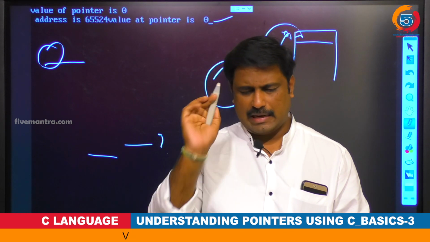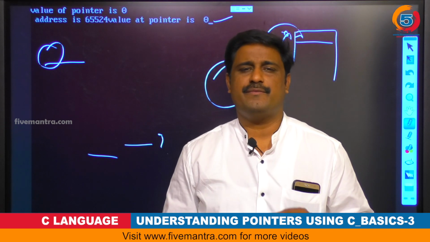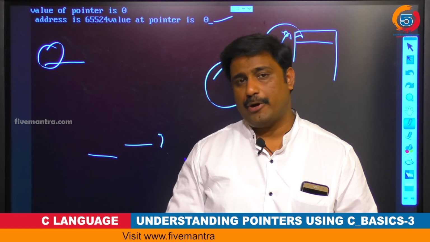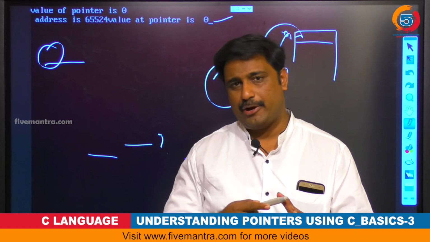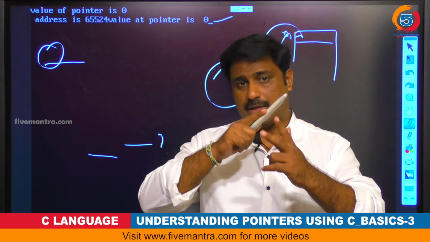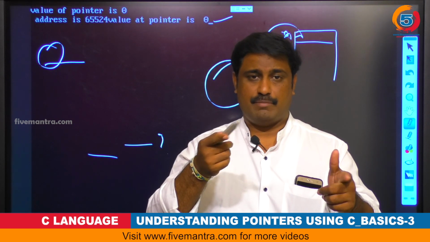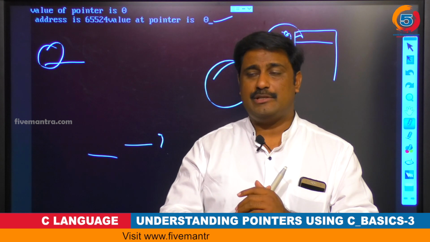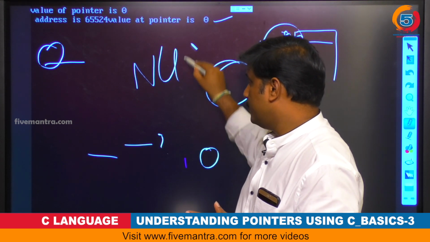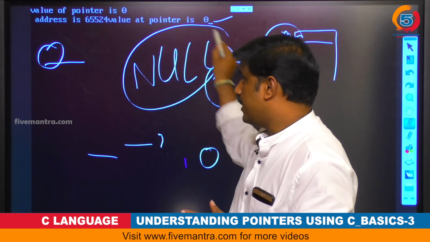So once again, write another FAQ. What is the default value of the pointer variable? Either it is an integer pointer or float pointer or double pointer or character pointer or structure pointer or file pointer or array pointer or pointer of pointer, the pointer default value is only one, that is nothing but this one, null. This is the important one.